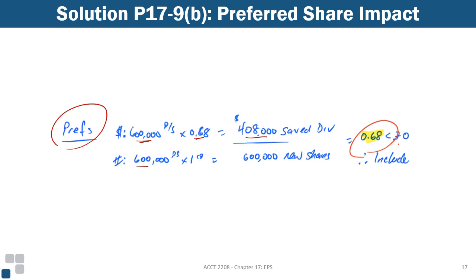And we know that there are 600,000 preferred shares, and each one is convertible into one common share. That's what this is, one common share. So that means there would be 600,000 new shares. So the individual per share impact is 68 cents. Well, that 68 cents is still less than 70. Therefore, this is potentially dilutive, and we would include it in our calculations as well.